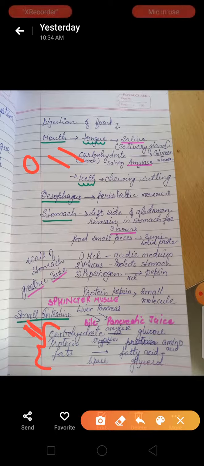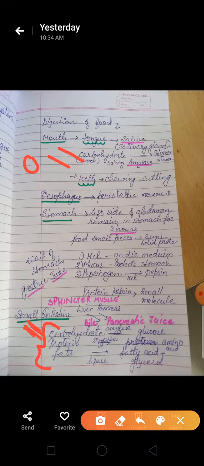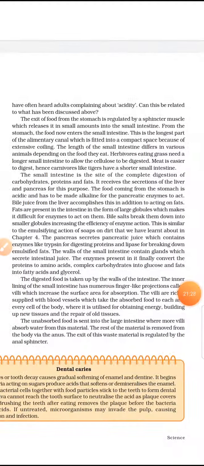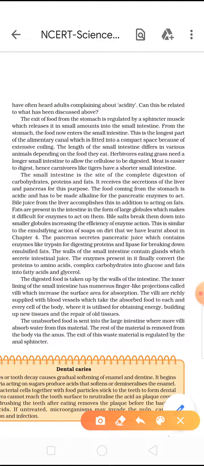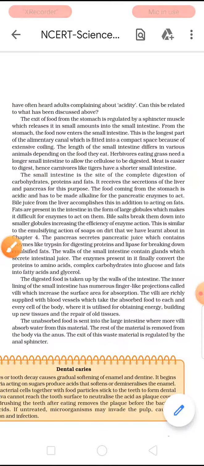Okay, so this we have done. Now we'll move to the large intestine. What is exactly happening in the large intestine? Now, digested food is taken up by the walls of the intestine. Now the food is digested. That means now we are having amino acid, glucose, and fatty acid and glycerol in the small intestine. Now these have to be absorbed.